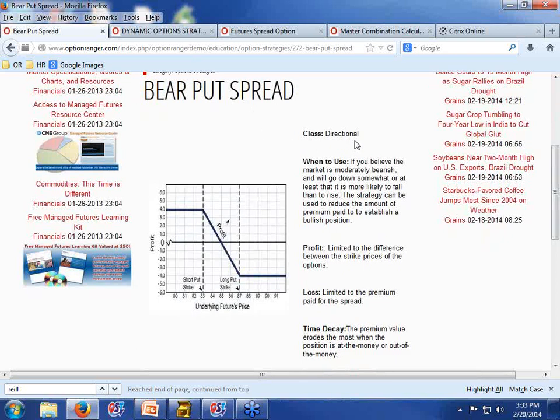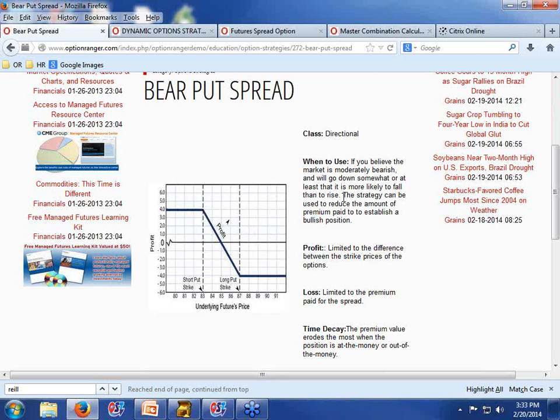It's a directional trade, meaning that the person who does this thinks that the market's going down, and then a narrative of what it means. It means the market is moderately bearish. It's going to go down somewhat, or at least that is more likely to fall than to rise. So this is not an extraordinarily strong opinion. We're not looking for a huge move or an explosive move to the downside.